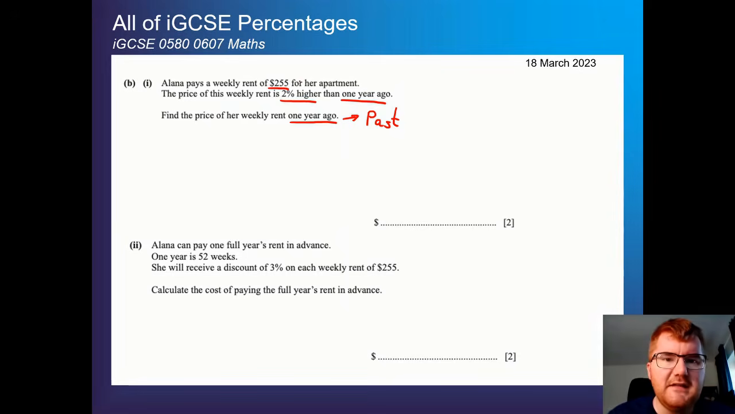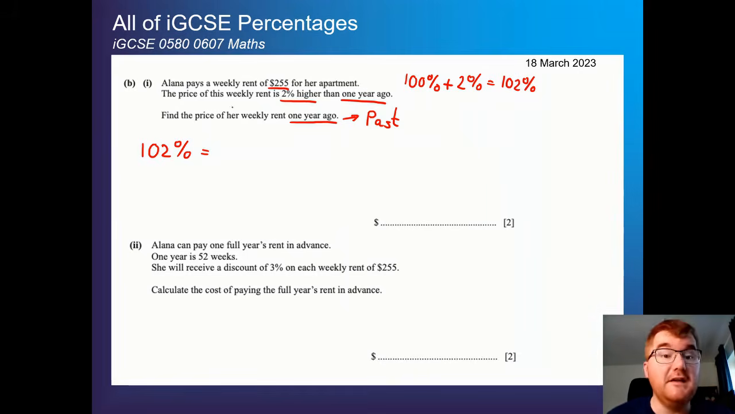So we know then that if we've got 100% and we add 2% to this, well, we have 102%. So currently Alana is paying 102% of the rent that it was 1 year ago. So the way I like to format this, and you'll see this for lots of questions in this video, is I write down what I have. So 102% is equal to $255. And what we want to find is that original amount, that original 100% from before.